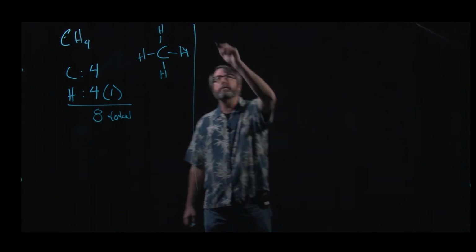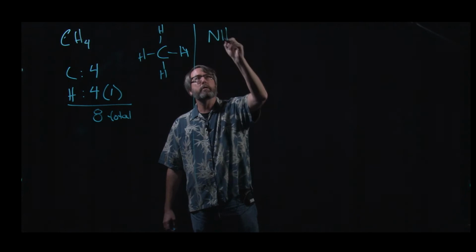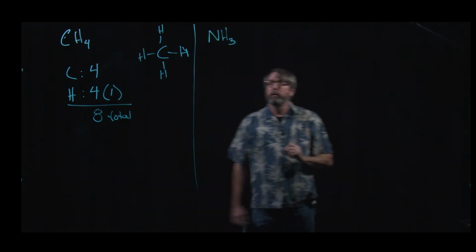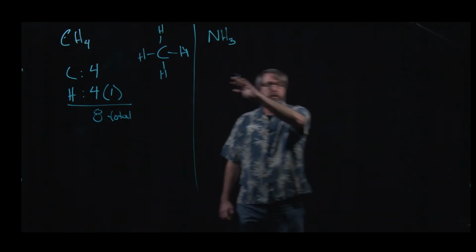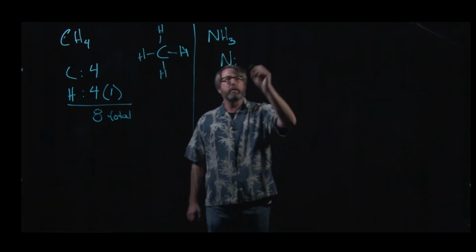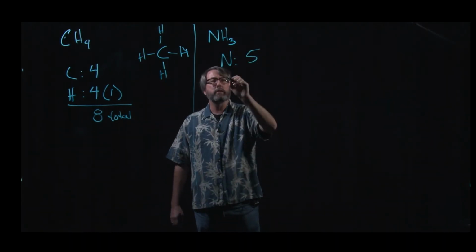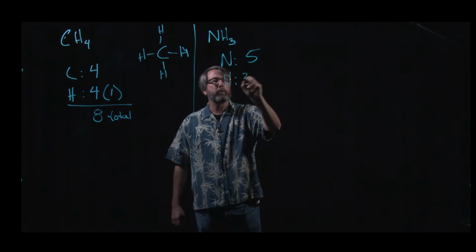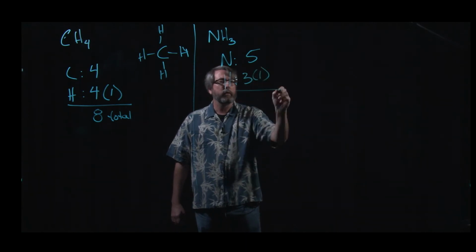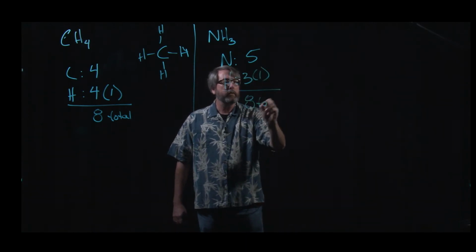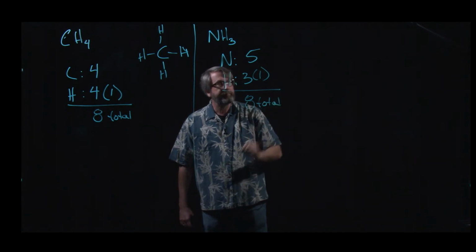But let's try another example. This example is going to be ammonia. And ammonia, let's count the electrons. Nitrogen is going to give us 5 electrons. And then the hydrogens, there are 3 of them. Each one gives us 1. Once again, there are 8 total electrons.